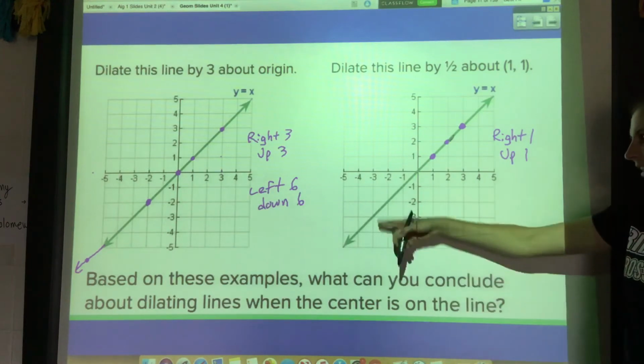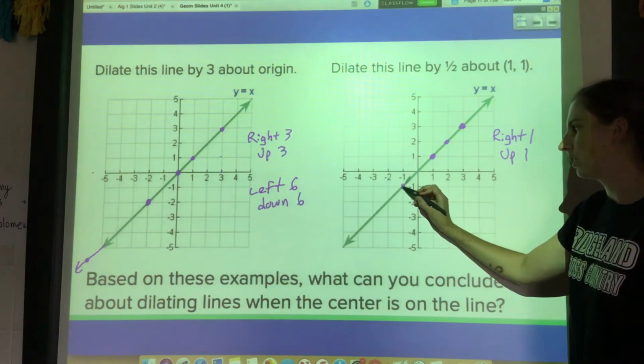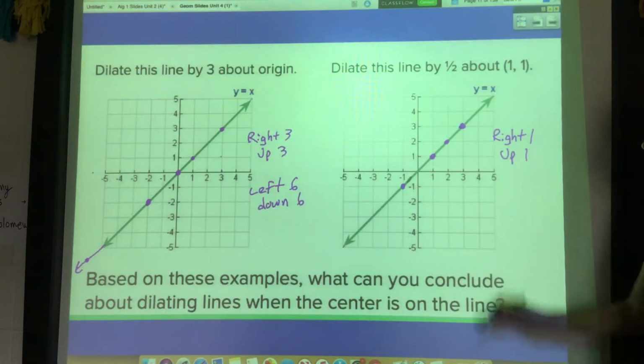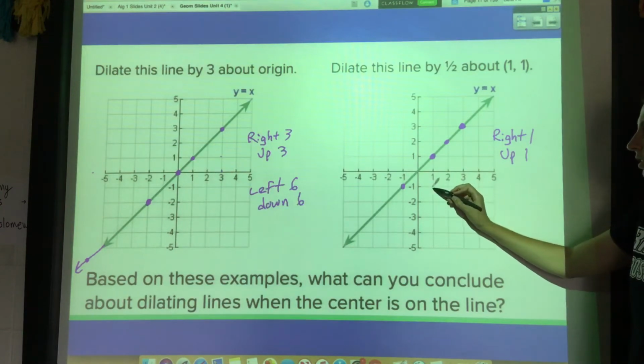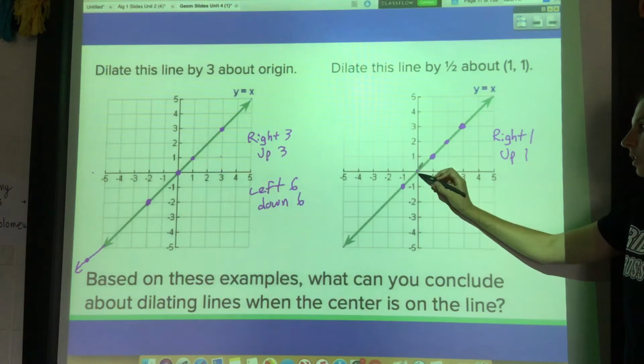Same thing with anything over here. Pick like (-1, -1) or something on the line, and scale it by 1/2. So instead of going down 2, left 2, I'm going to go down 1, left 1, which is still on the line.